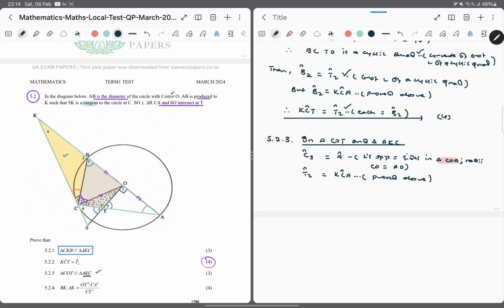So for me, I don't have the intentions to waste my time, but why not? It's okay. We can also conclude that O2 is equal to angle K in the other one. These are the remaining angles. I don't know how strong this is, so we can then finally say therefore triangle COT is definitely similar to triangle AKC. And this is because of the triple A. They are equiangular.